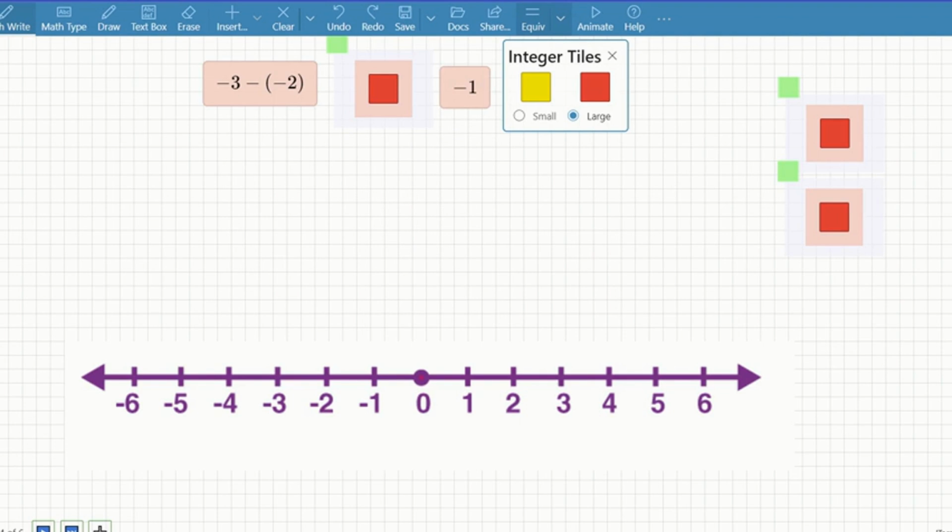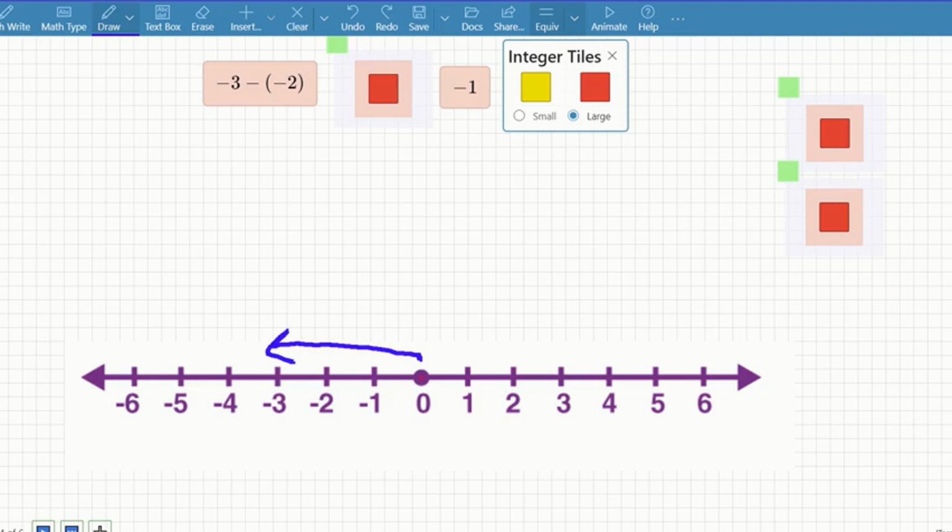Again, we'll model this on our number line. I'm going to start this with negative 3, going in the negative direction, so identify this as negative 3. And I'm going to take away from that negative 2. So I'm going to go in the opposite direction, negative 2. So I've canceled out my debt of 2, and I end up in negative 1.